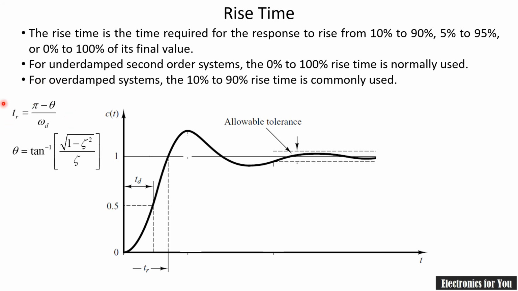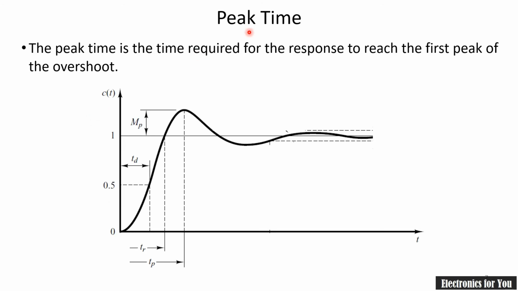Just put the values and calculate. You will get TR, that is rise time. Again, it is expressed in seconds. The next is peak time. As you can see, this peak time can be measured up to this point. Now note here that it is our maximum output, the maximum output in the first attempt, that is MP, that is peak overshoot. So our peak time will be measured from the start up to this point.